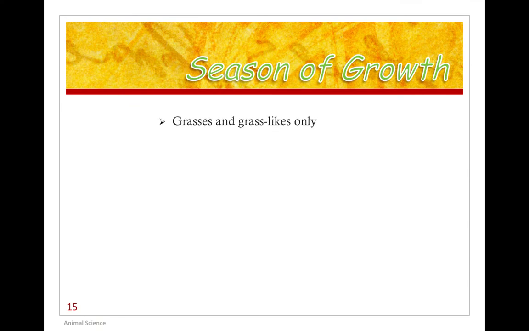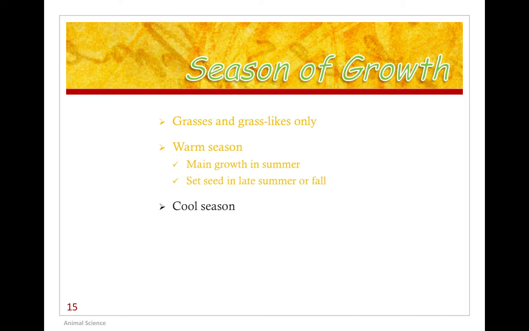Season of growth is the next category. This is classified only for grasses and grass-likes. There are 2 seasons of growth. The first one is warm season. Warm season plants have their main growth in the summer. Then at the end of the summer or in fall, they will set seed. The other category is cool season. Cool season plants have their main growth in the spring or then later in the fall when it cools down. They will set their seed in early summer after their main growth.